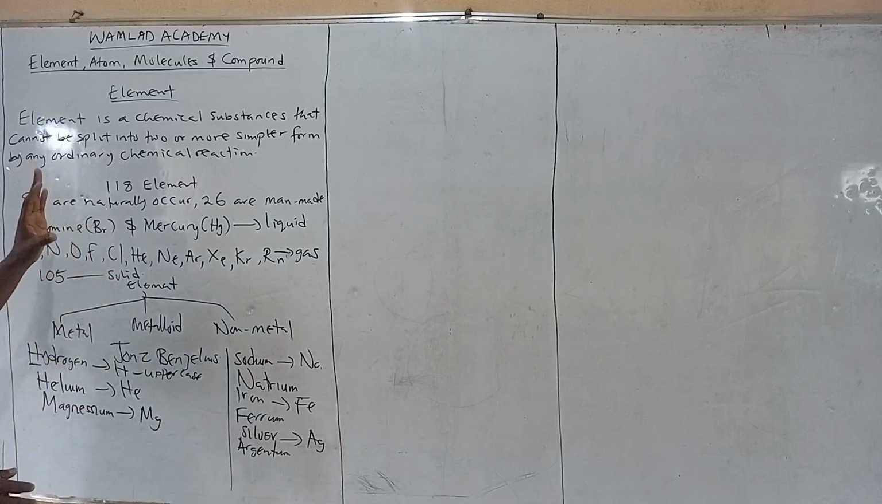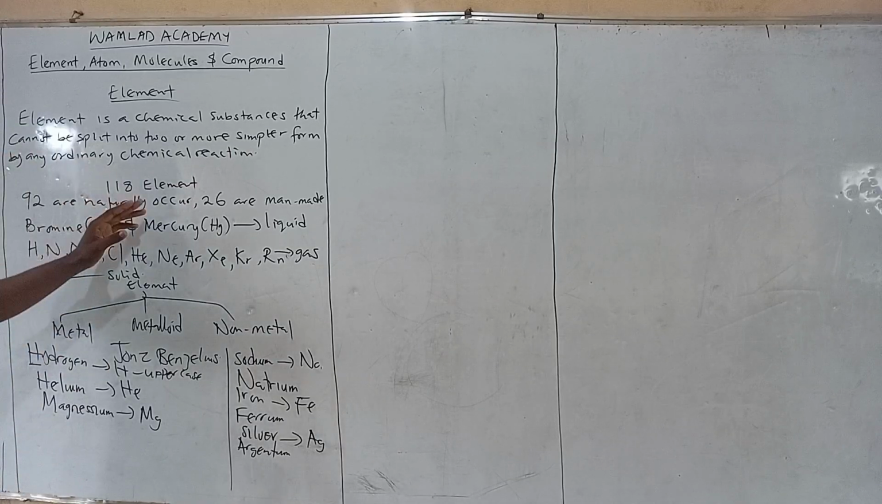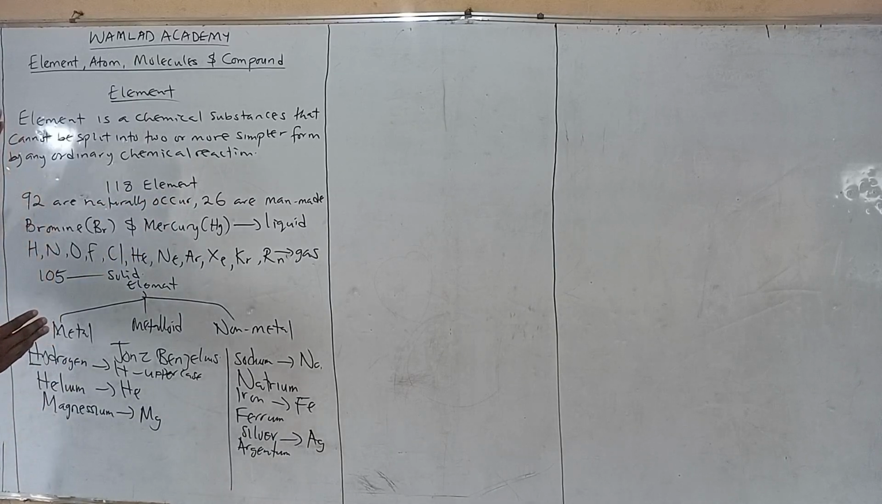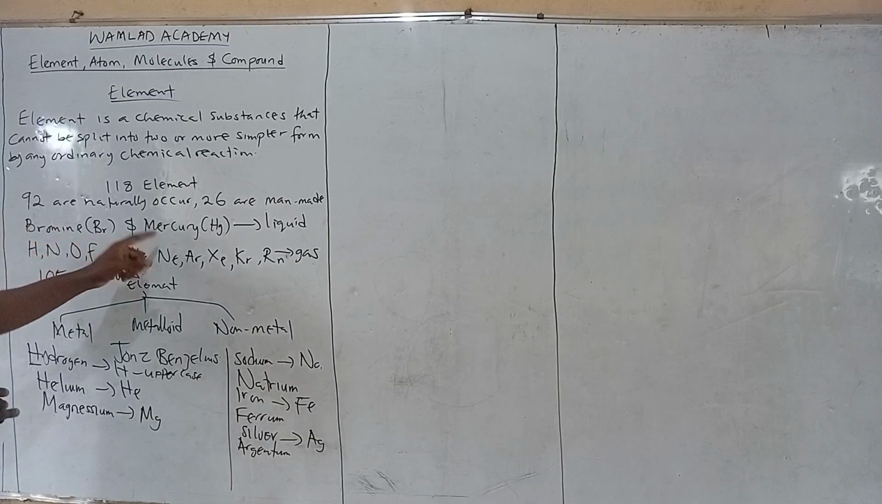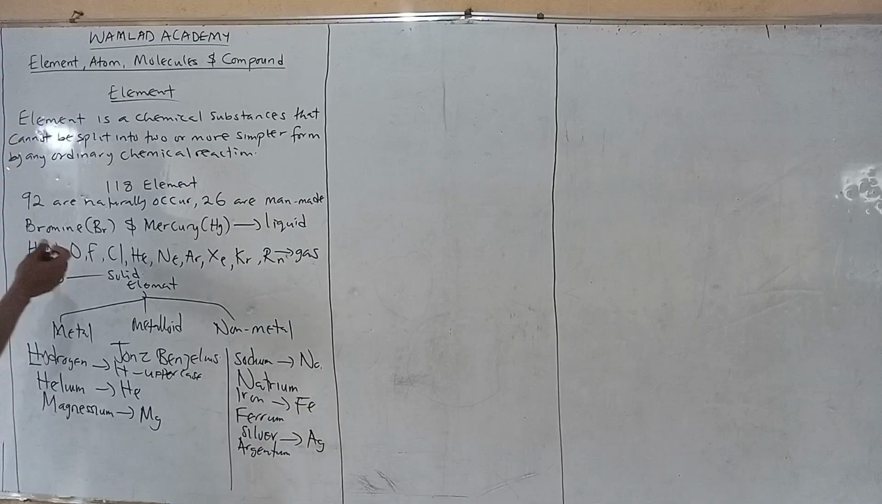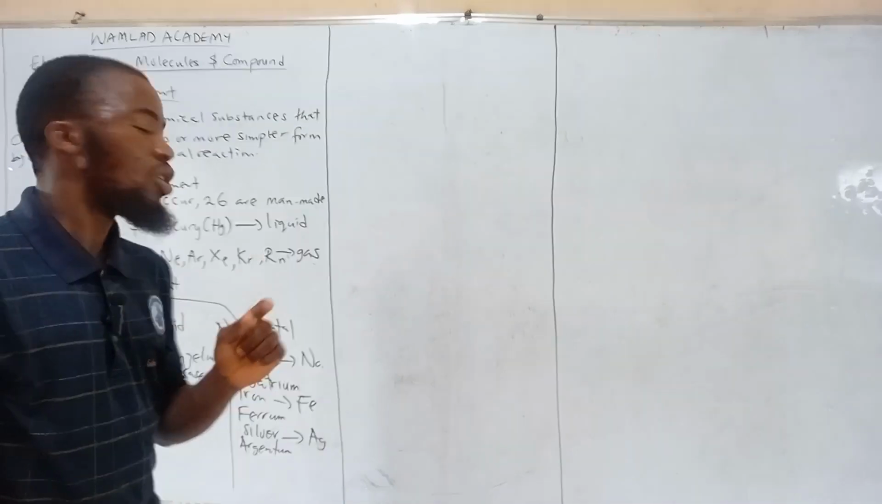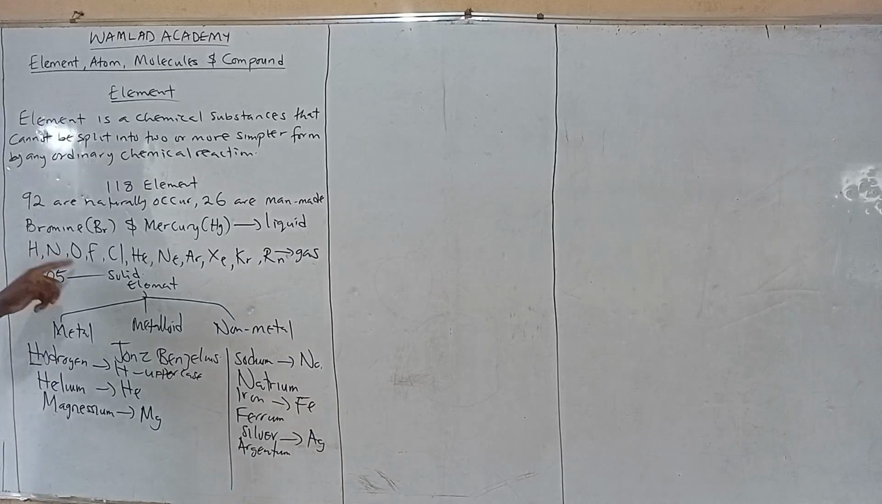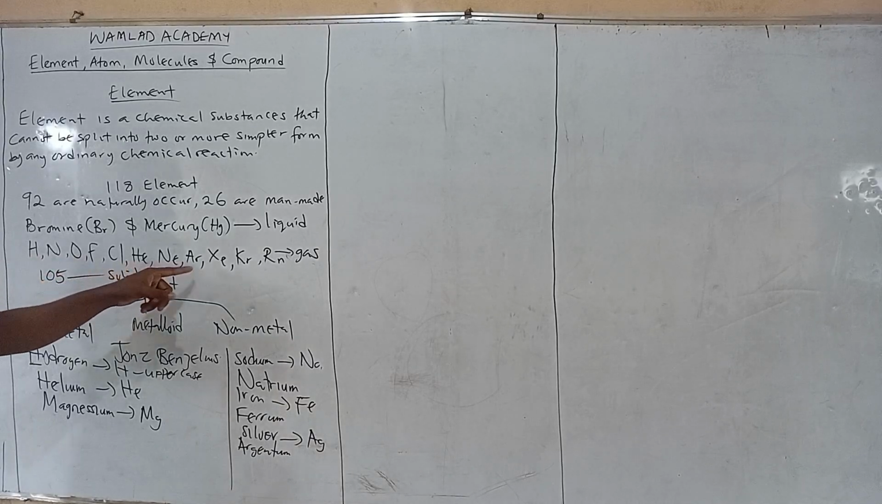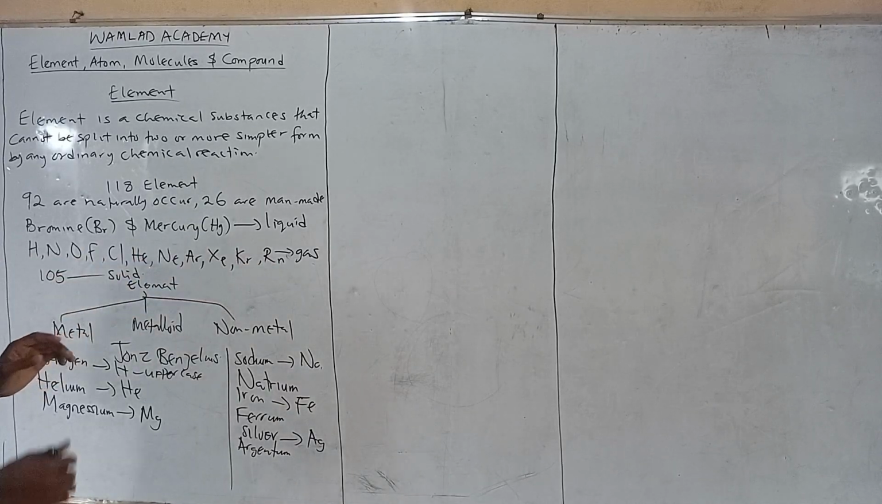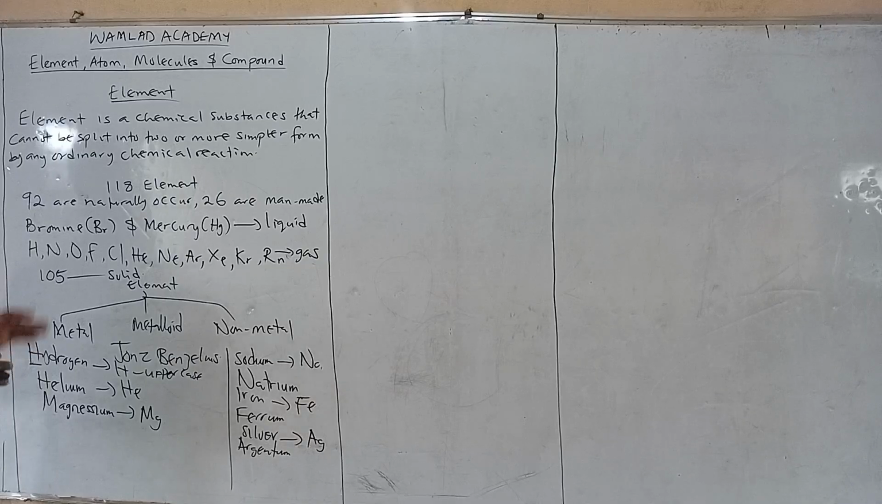We should know that as of now we have 118 elements, of which 92 occur naturally and 26 are man-made. Out of these 118 elements, only two are liquid at room temperature, which are bromine and mercury. At the same time, 11 elements are gaseous at room temperature: hydrogen, nitrogen, oxygen, fluorine, chlorine, helium, neon, argon, xenon, krypton, and radon. The rest are solid, which are 105.